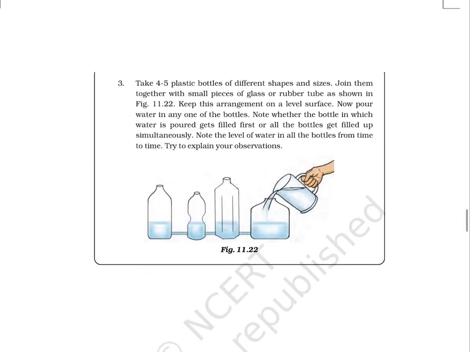3. Take 4-5 plastic bottles of different shapes and sizes. Join them together with small pieces of glass or rubber tube as shown in figure 11.22. Keep this arrangement on a level surface. Now pour water in any one of the bottles. Note whether the bottle in which water is poured gets filled first or all the bottles get filled up simultaneously.